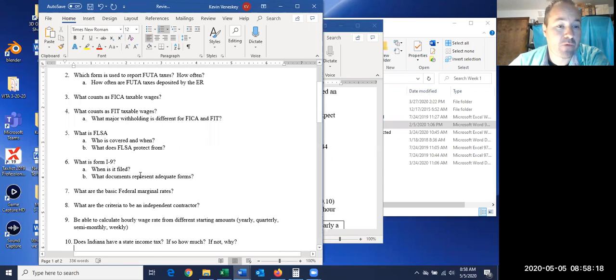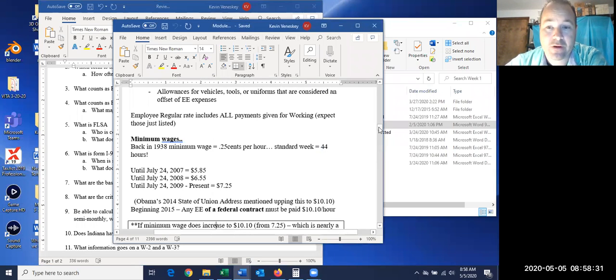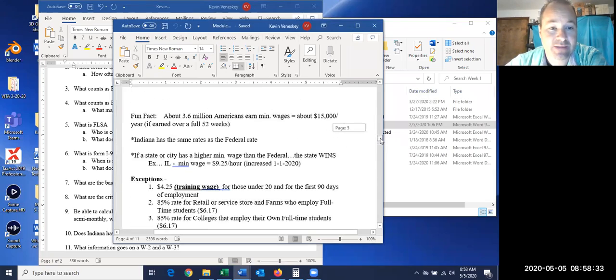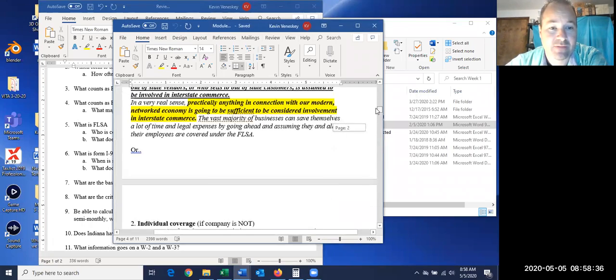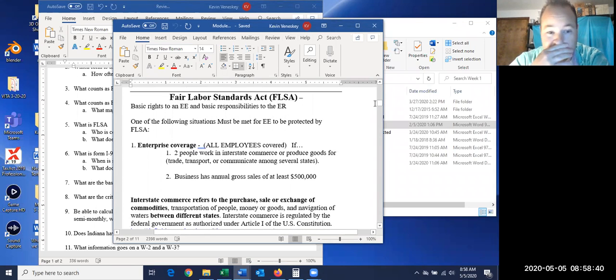Okay, number 5 here, what is the FLSA? First thing to know what that means is to know what it stands for. Fair Labor Standards Act. Fair Labor Standards Act, and I have that here also in module 2.